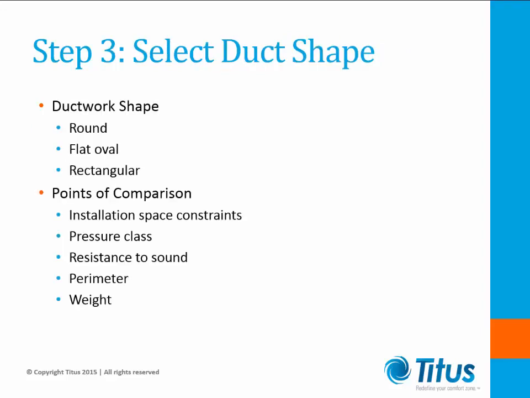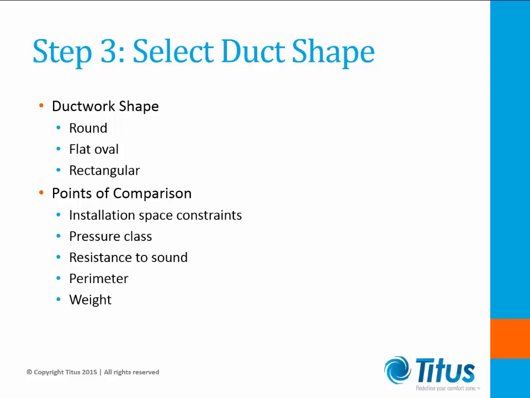Step 3, select duct shape. Standard ductwork is produced in round, flat oval, and rectangular shapes. When selecting the best duct shape for a project, there are 5 main points to consider. Space constraints are the number 1 consideration. If the duct does not fit inside the available space, the other points really don't matter.